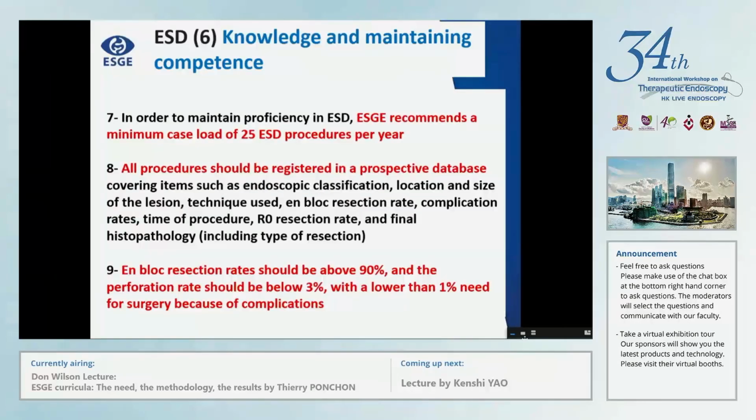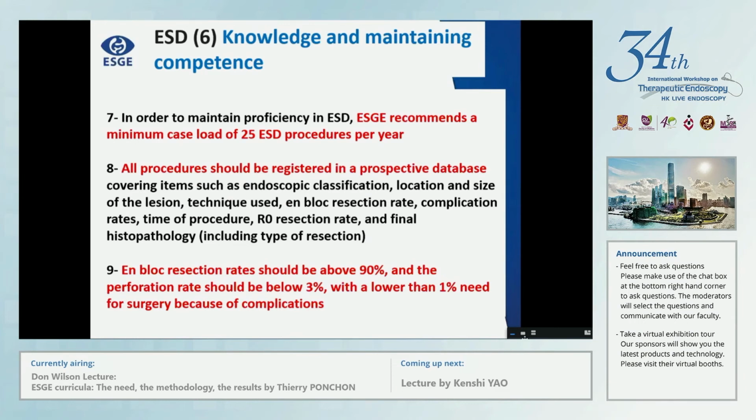And then continuing the maintenance, ESGE recommends a minimum caseload of 25 ESD procedures per year, and all procedures should be registered in a prospective database to analyze your results and to follow your results. And this is, of course, very important.